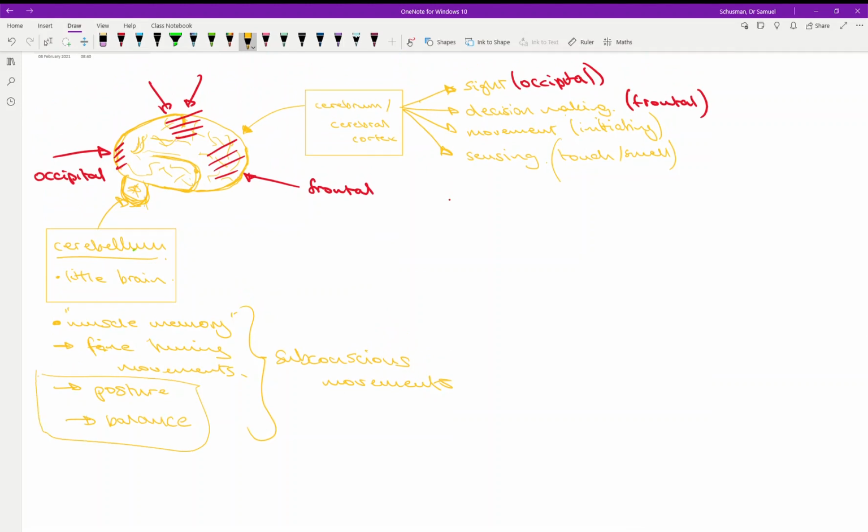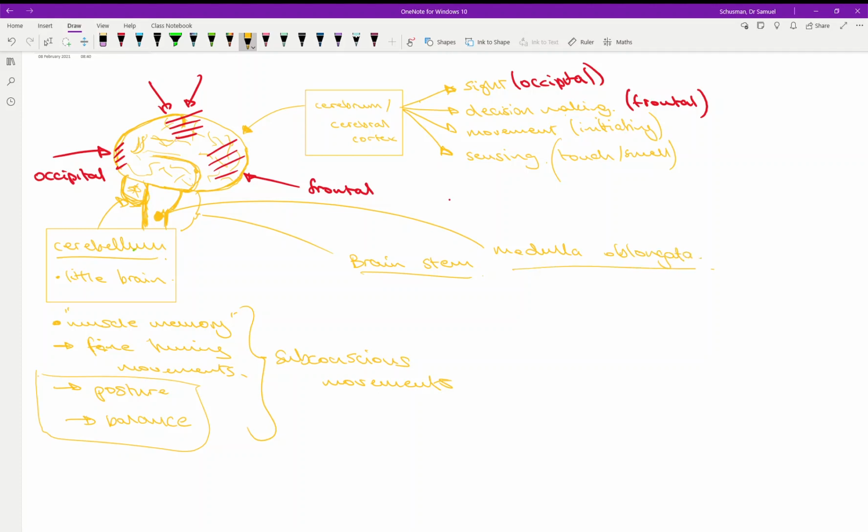And then below, we've got this little area at the bottom that looks like the stalk that holds up your brain. This whole area is known as your brain stem. But you only need to know one area in it, which is about here, where this dot is. This area is called the medulla oblongata.